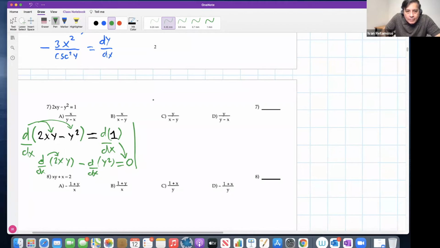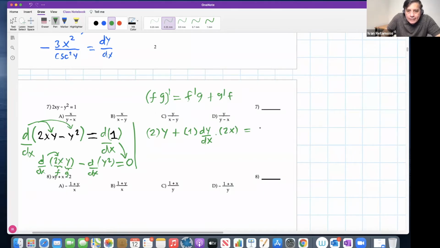Now, I am going to apply the product rule here, right? Product rule because I have a product of two functions, f prime g plus g prime f. The derivative of 2x is 2 times the function g, which is this guy. This is f, this is g. So y plus the derivative of the function y is 1, right? Derivative of the function is 1 times f. But since I am dealing with a function in terms of y, I have to attach dy dx, and then times f as a function is 2x, right? And here 0.